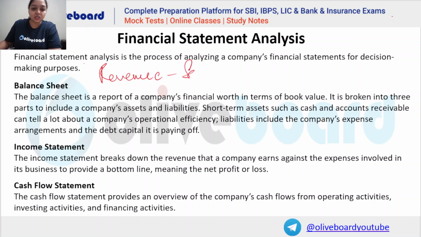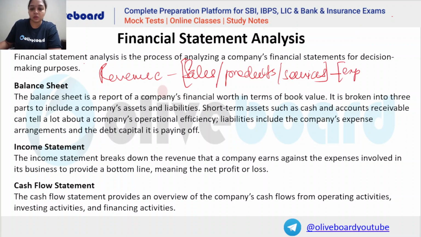Revenue is, let us say, sales or whatever products, services that the company is offering, right? So from this, when you subtract expenditure, you're going to get the profit of the company. Won't you want to know, as a business owner, how much profit you are making? Of course we want to know.